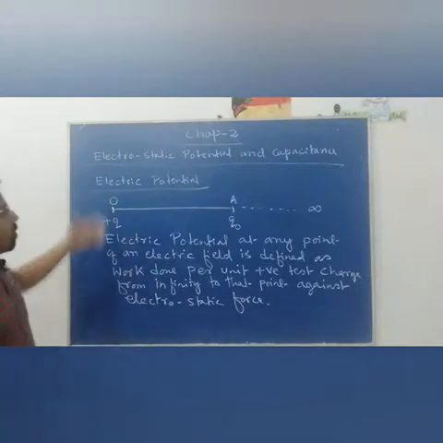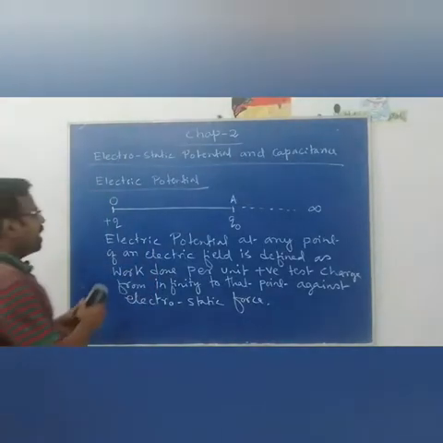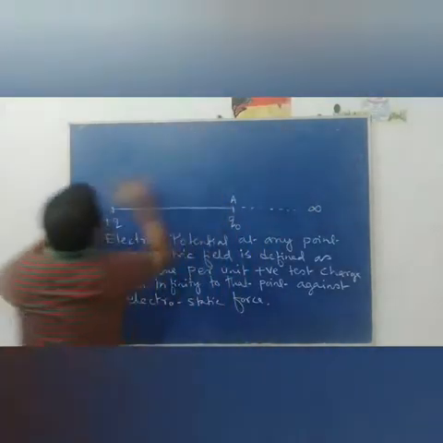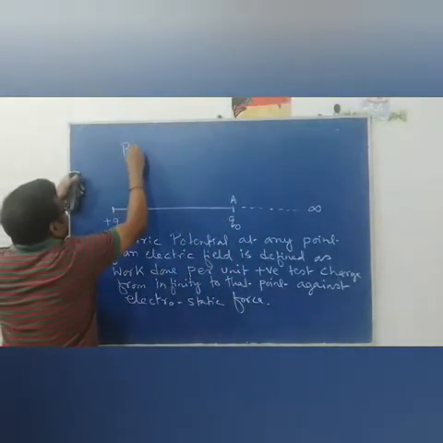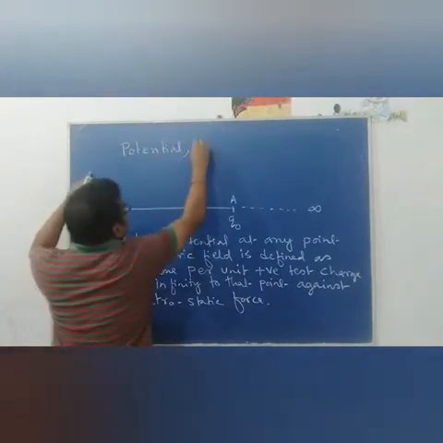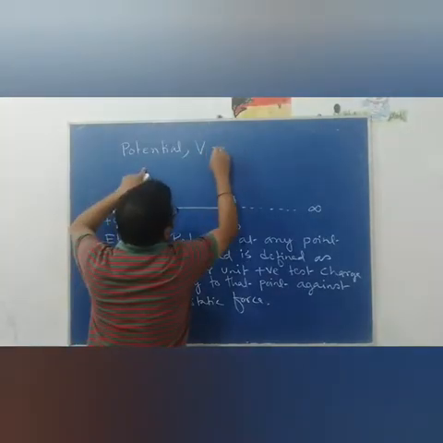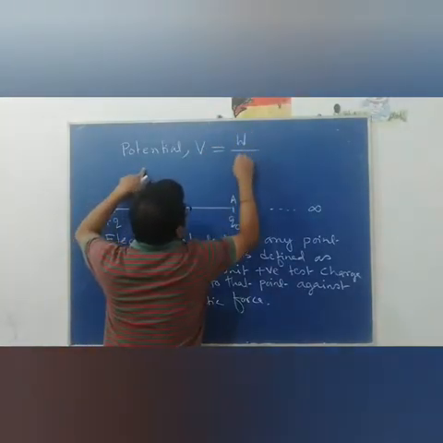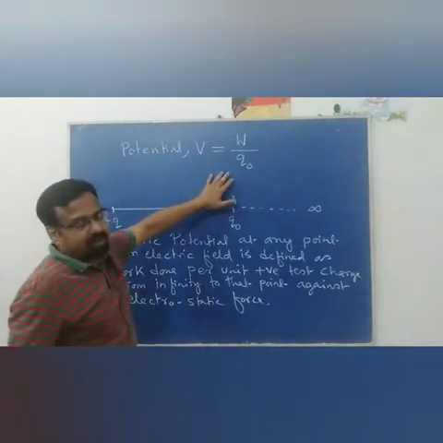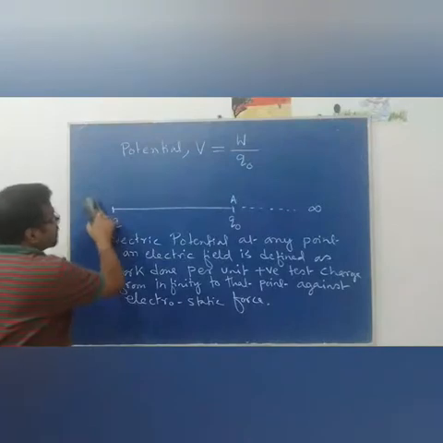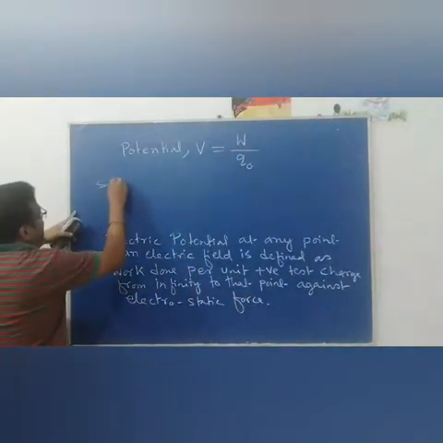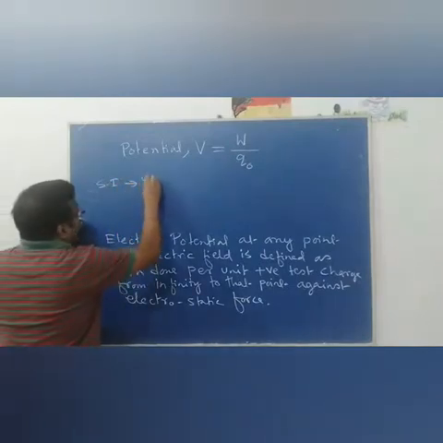Mathematically, electric potential can be written as, notation of potential is V. So written as V equal to work done by test charge. W is the work done, Q0 is the test charge. It is a scalar quantity. SI unit is volt.